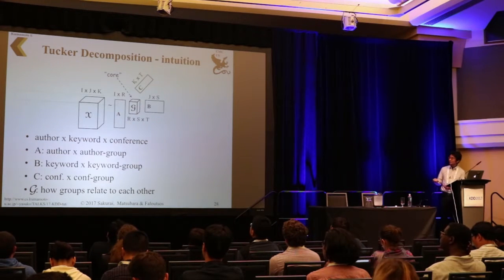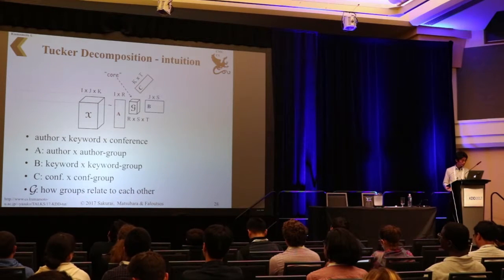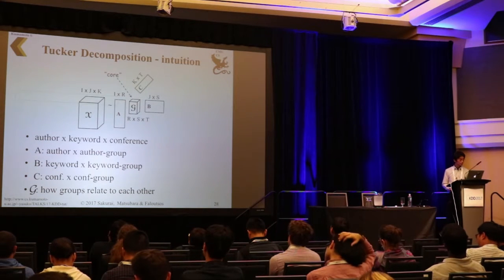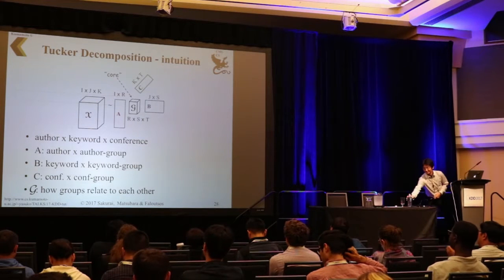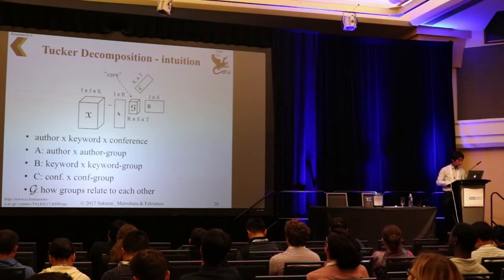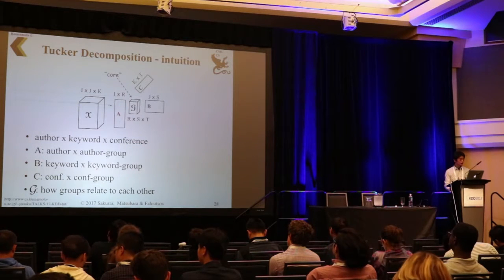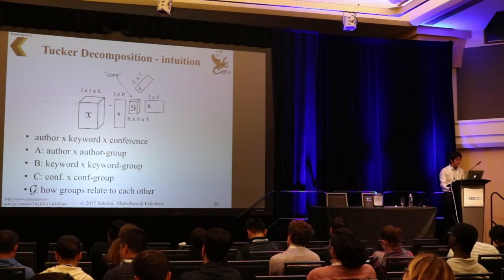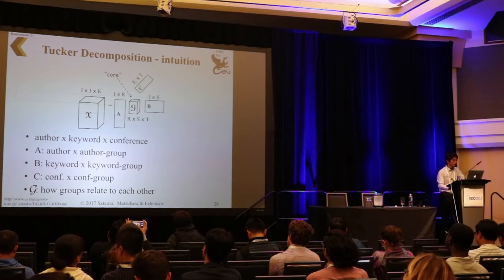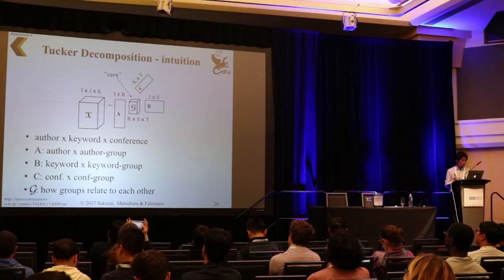So this is an example of Tucker decomposition. For example, X is a matrix of author times keyword times conference. So A is a matrix of author times author group, and B is a matrix of keyword and keyword groups, and C is a matrix of conference and conference groups, and G shows how groups relate to each other.